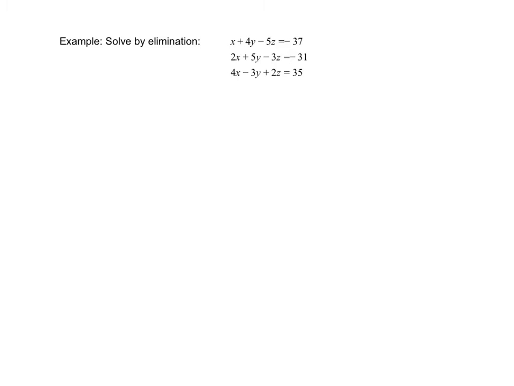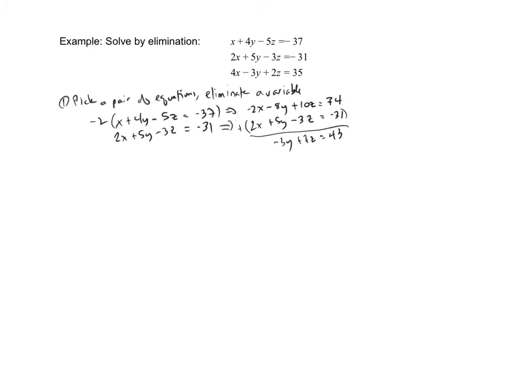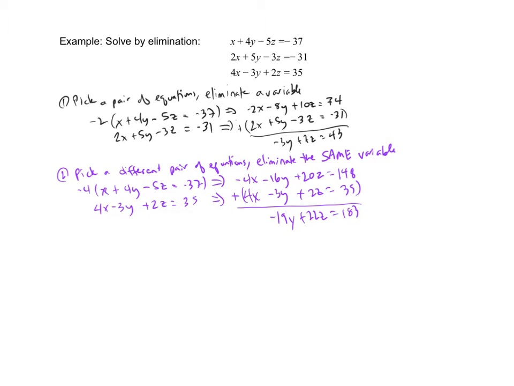So my first step is to pick a pair of equations and eliminate a variable. That gives me an equation in y and z in this case, so an equation in 2 variables. To get another equation with the same 2 variables so I can do the system solving that I did before, I'm going to pick a different pair of equations and eliminate the same variable. It's really important that you eliminate the same variable so you end up with a system of equations that have the same variables left in them.